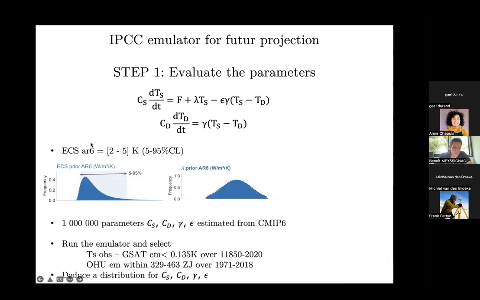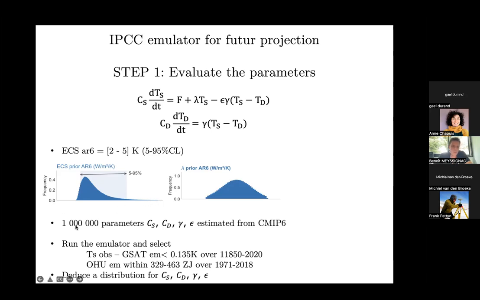First, they use the ECS from chapter 9, which is based on the assessment from experts. And so they find an ECS between 2 and 5 Kelvin in the AR6. As I told you, the 5 Kelvin is coming from constraints from process understanding, and the 2 Kelvin is coming from constraints from both the observed energy budget of the Earth and the paleoclimate estimate of the energy budget of the Earth. So now, this gives a distribution in lambda.